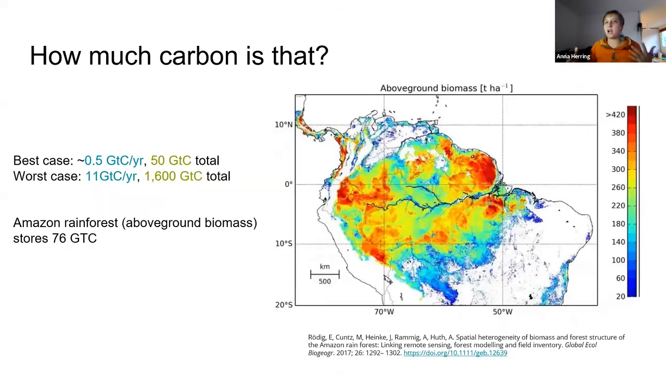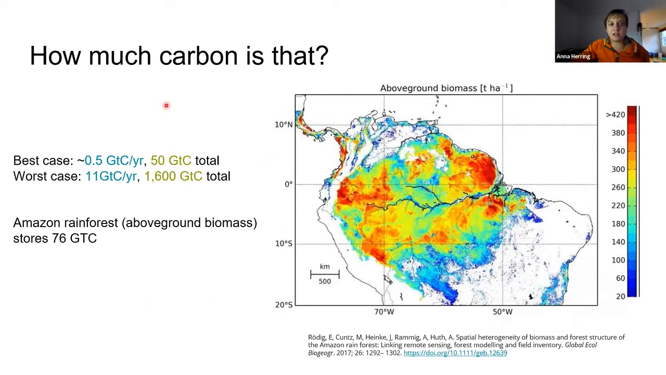Okay, so how much carbon is that? I think that sometimes it can be really hard to understand what these numbers mean. Like what is a gigaton of carbon actually? And so as a comparison, here I'm showing a figure of terrestrial just above ground biomass in the Amazon rainforest. So this is all of the trees and shrubs and all the flora that's above ground in the Amazon rainforest, and that comprises about 76 gigatons of carbon.